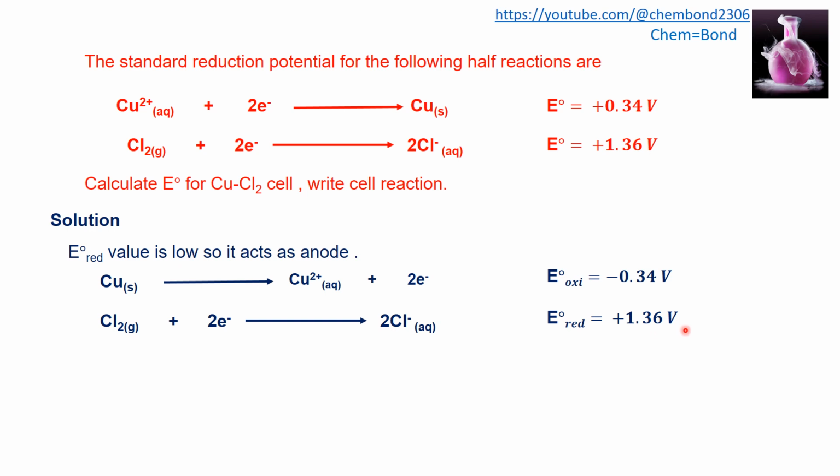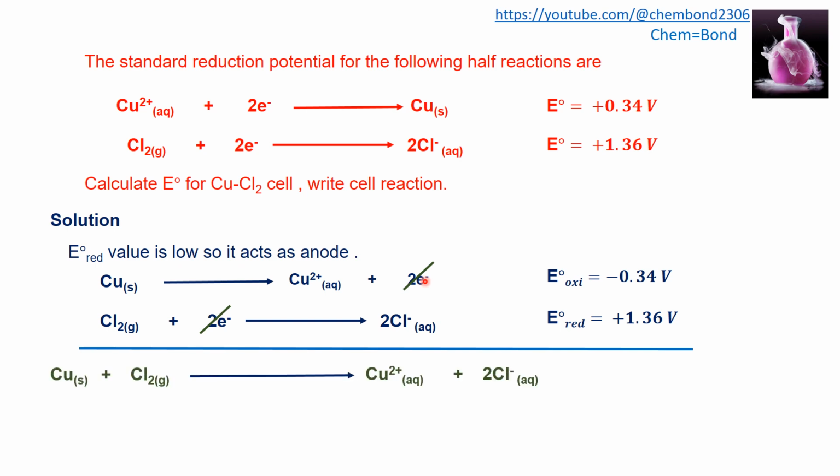that is 1.36 volt. Now we will write the net reaction, but before that we will cancel the electrons that are equal in number. So the net reaction is copper solid reacting with chlorine gas to produce copper plus 2 and chloride minus. In case of E naught cell, these both will sum up and produce 1.02 volt. So this is the value of E naught cell, and this is the cell reaction.